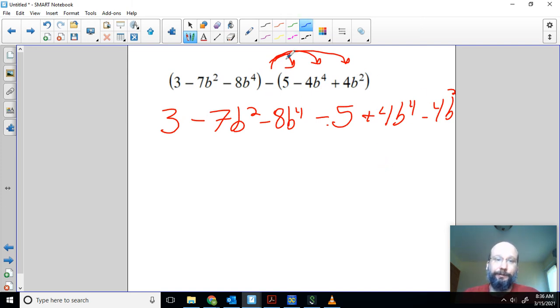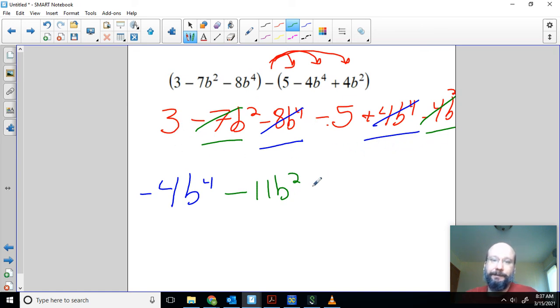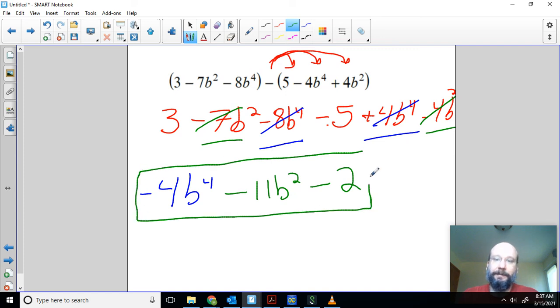And then combine like terms. And I am going to start with my highest exponent, which is 4. So that's -8b to the 4th plus 4b to the 4th would be -4b to the 4th. Scratch them off so I don't get confused. Now I have a b squared. -7b squared minus 4b squared is -11b squared. Scratch them off so I don't get confused. And now I have a 3 minus 5, which is -2. And this would be my final answer.